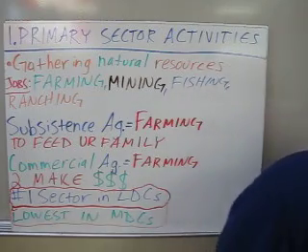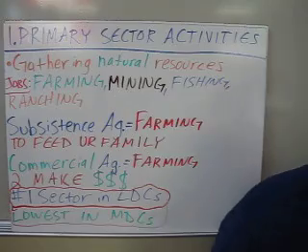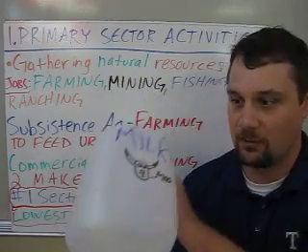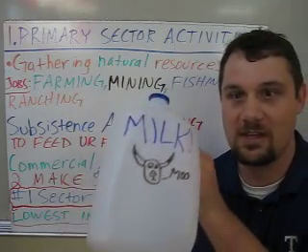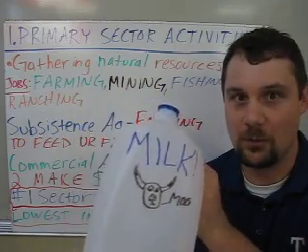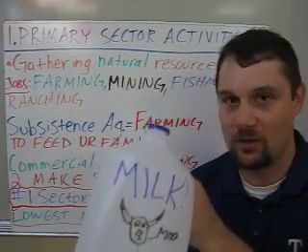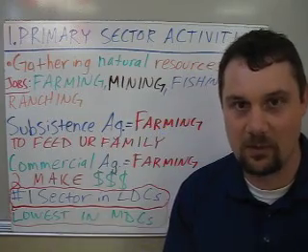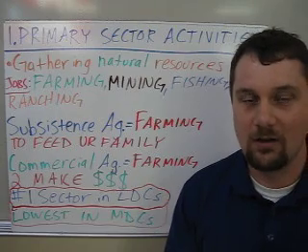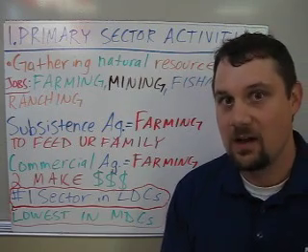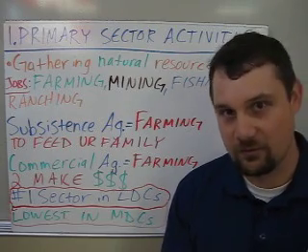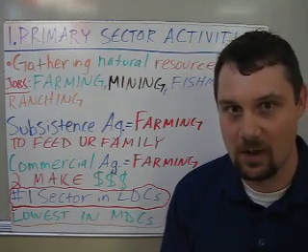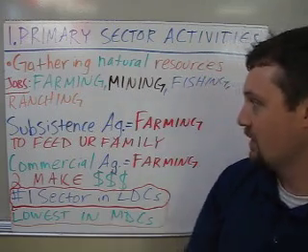And I have a visual for you right here to help you remember primary. I made a jug of water into a fake jug of milk with a really terrible looking cow that's saying moo. So if you remember milk, that is a primary activity because it is farming, the gathering of a natural resource. So anything having to do with gathering food or resources or energy is a primary sector job or activity.